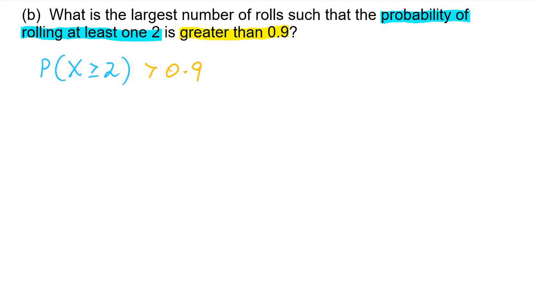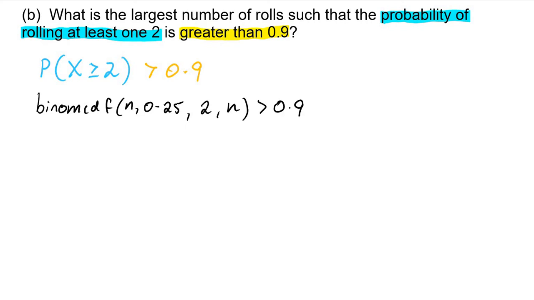I'm going to first discuss the issue with this. And the issue with this is that if we want to do this, we'd have to go Binom CDF. We don't know the number of trials. The probability of success, still 0.25. And we want to go from 2 to n. Now that's problematic because we have an unknown in there. Sorry, at least 1, 2.